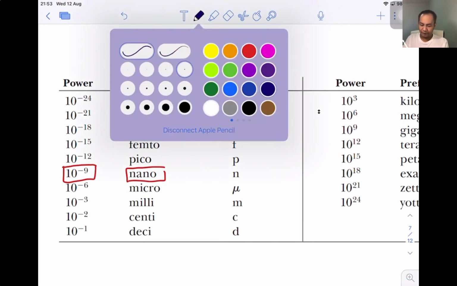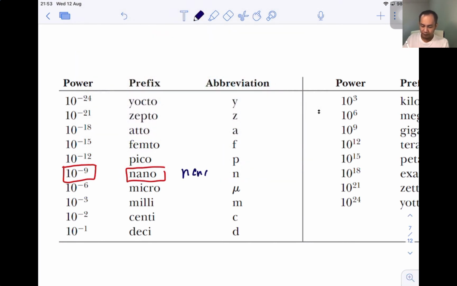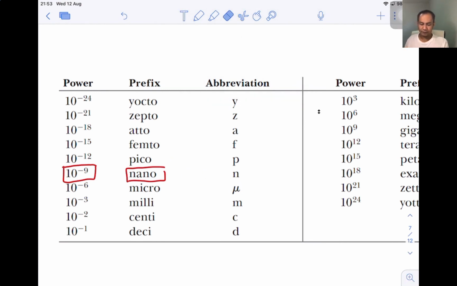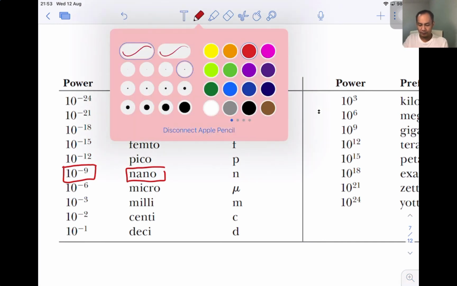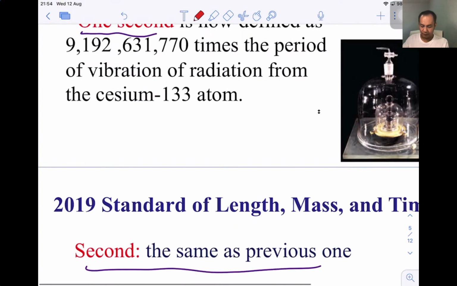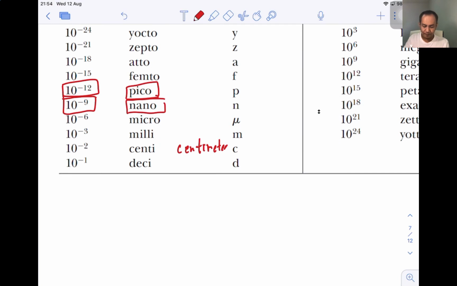So we call it nano, for example nanometer, something like that. Or pico. Pico is 10 to the -12, up to you. Or centi, we have centimeter, right? So it's 10 to the -2. This is a very, very small thing.